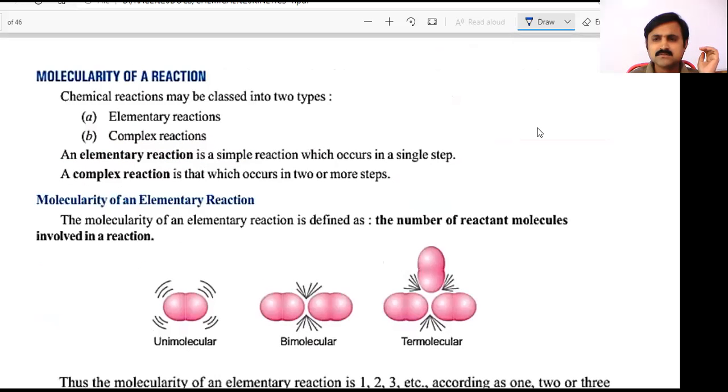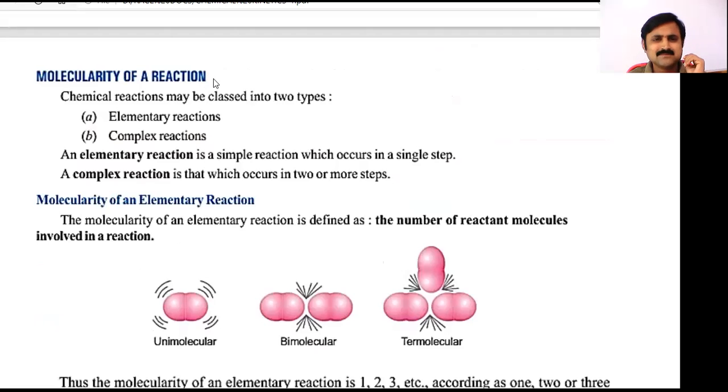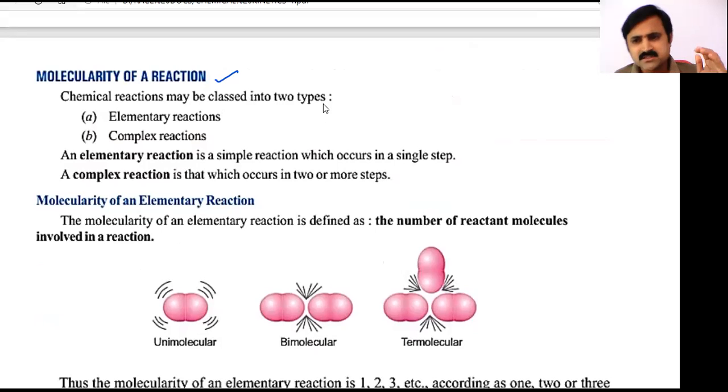That is nothing but molecularity of the reaction. Order is one question in the examination. We can understand and write it like that. Chemical reactions may be classified into 2 types according to molecularity: elementary reactions and complex reactions.